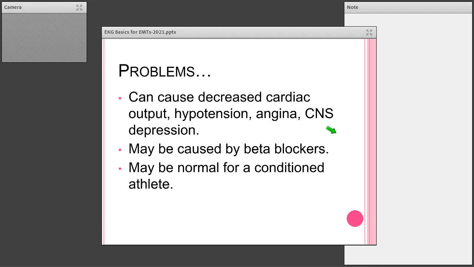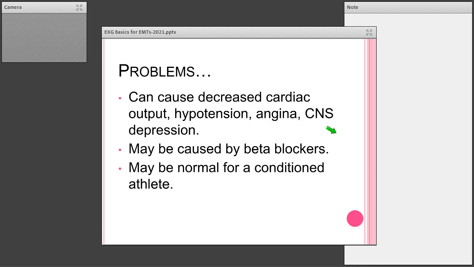This can be caused by beta blockers. It can be caused by hypoglycemia, hypothermia, if they have low thyroid function, or if they're having an MI and it involves the right coronary artery. Those are all things that can cause bradycardia.